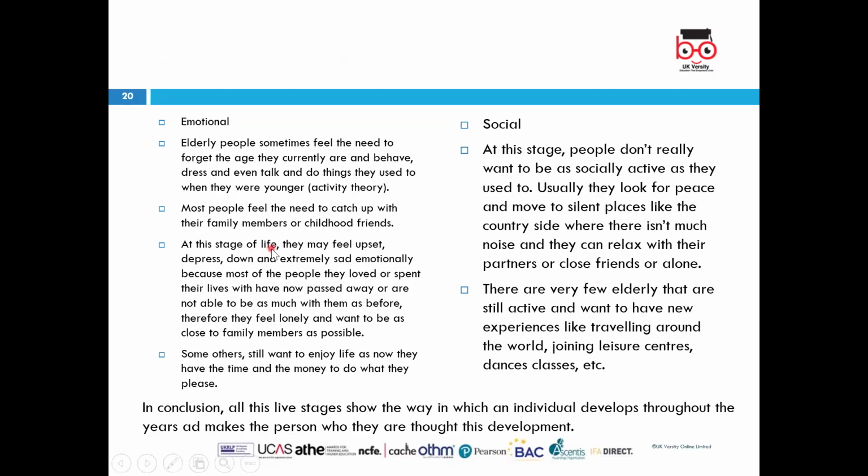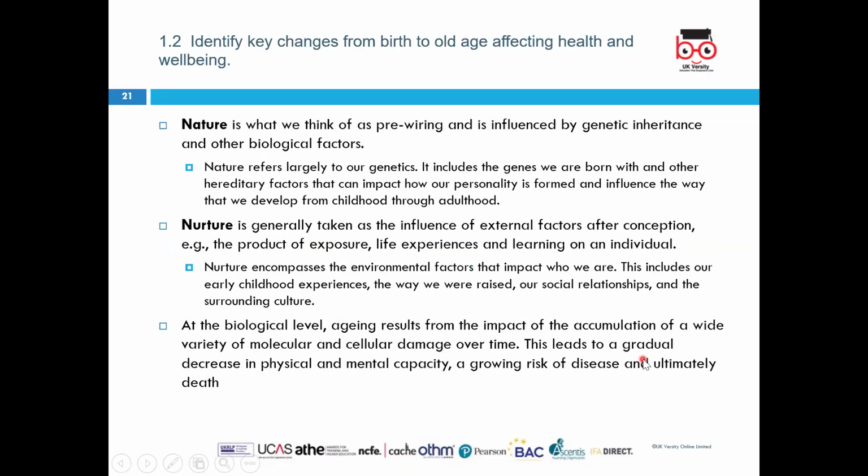Emotionally, elderly people sometimes feel the need to forget the age that they currently are, and they behave, dress, and even talk or do things that they were used to when they were younger. So they want to be emotionally very taken care of at this age. Okay, and they have their own likes and dislikes. Socially, they want peace. All these five stages show how an individual develops throughout these different stages.